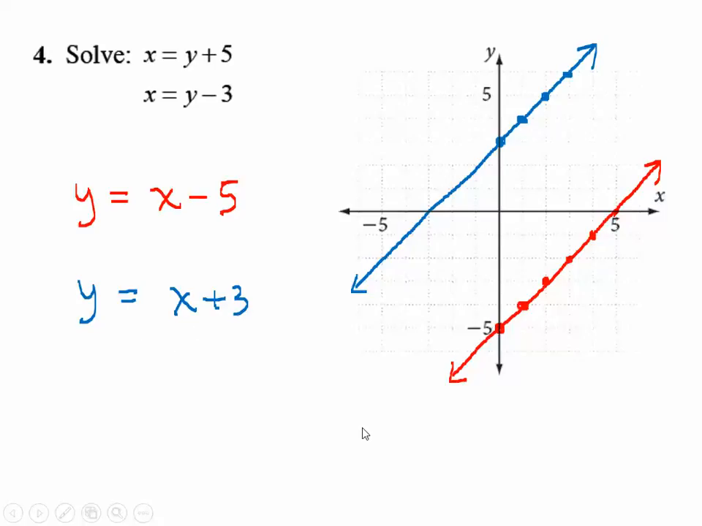Okay, answer to this one. 0 with a little slash through it, which means no solution, or you can just write it out. No solution.